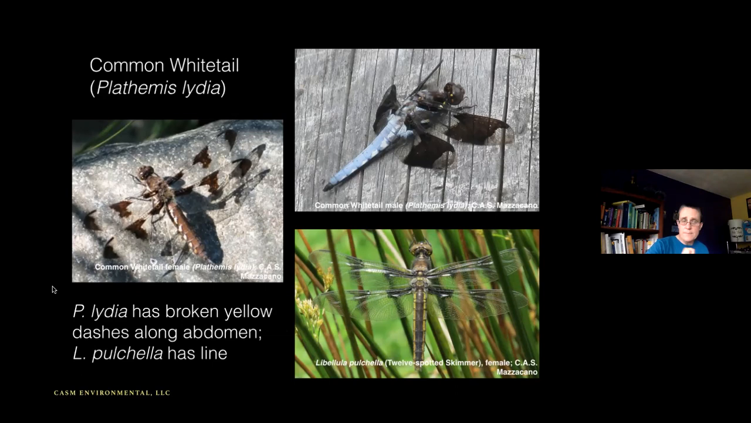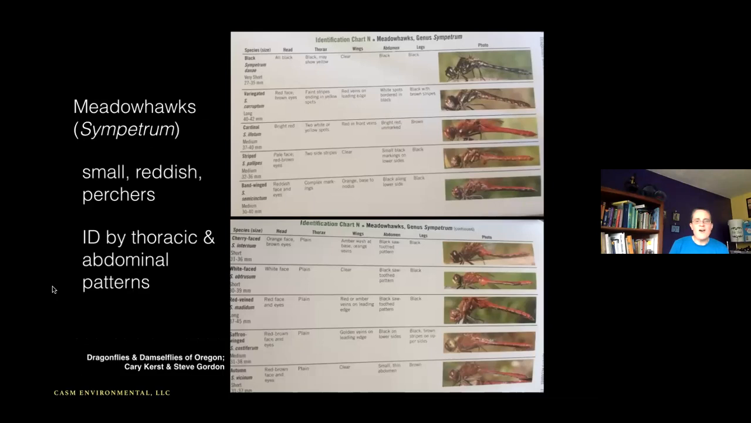Meadowhawks. Meadowhawks are easy to photograph because they like to perch. And even if they fly out from the perch, they tend to have perch fidelity. They'll come back and perch in the same place again. They tend to be pretty reddish overall. There's some black mixed in as well, but they're smaller than either the darners or the skimmers. Kind of narrow abdomens, reddish coloration, orangey coloration.